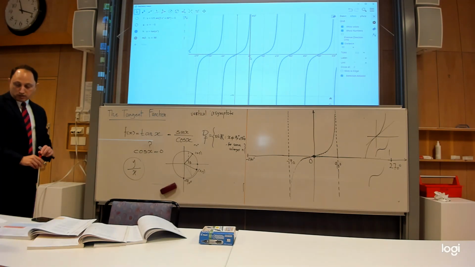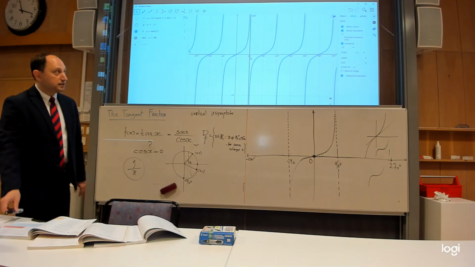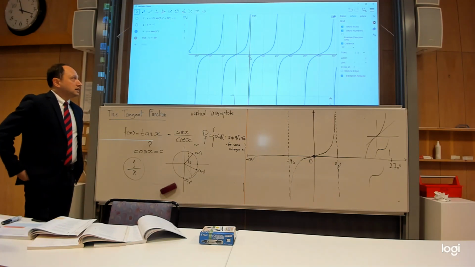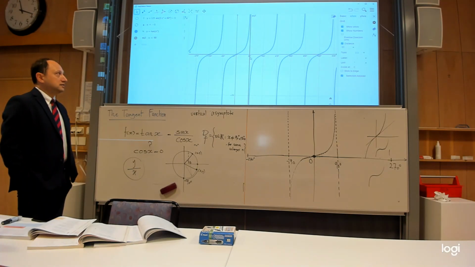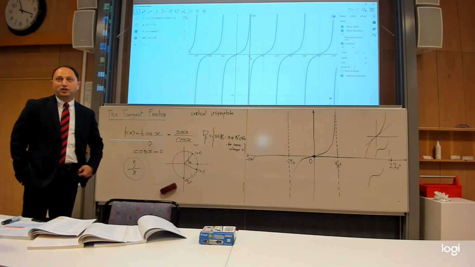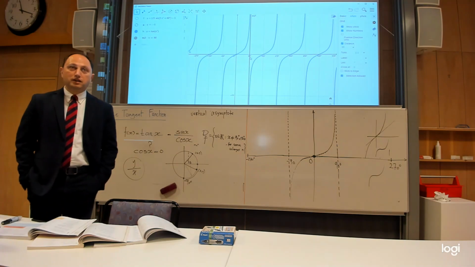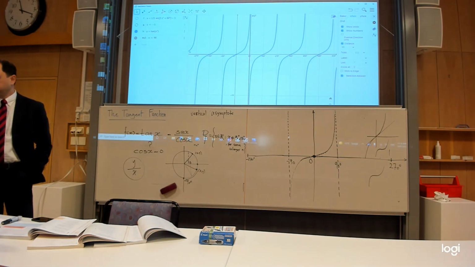So I think we stop here, but I will complete this lesson a little bit next time, and then there is a very important lesson on radians and another type of functions, combinations of sine and cosine, and then we start what is probably the hardest part, the trigonometric equations. So what you have learned so far, you need to be able to use that.